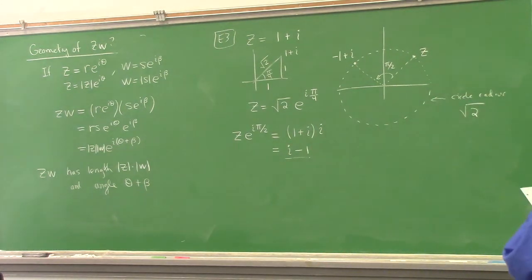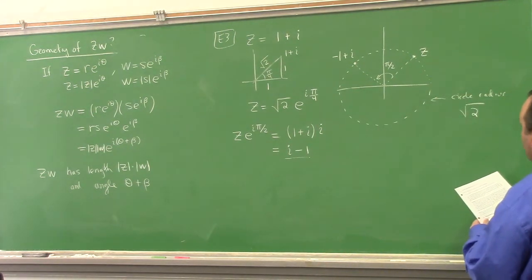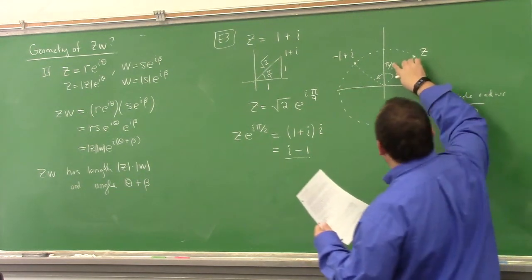You wrote something about pi over 2. 90 degrees? That's 90 degrees, yeah.